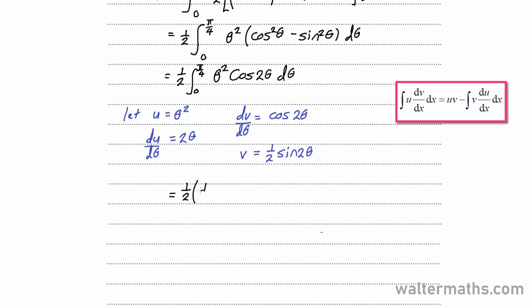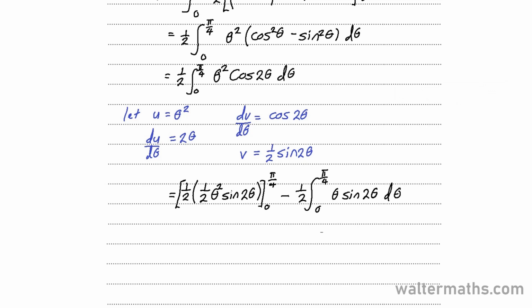So that will be half of theta squared sine 2 theta, and we have the limits here from 0 to pi over 4, and it's going to be minus half, which is this half here, times the integral of v by du by d theta. So multiplying this 2, we get 2 theta times a half sine 2 theta. So that will give us the integral from 0 to pi over 4 of theta sine 2 theta, with respect to theta.